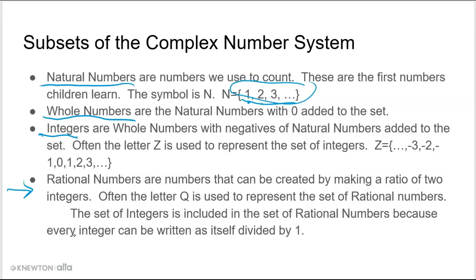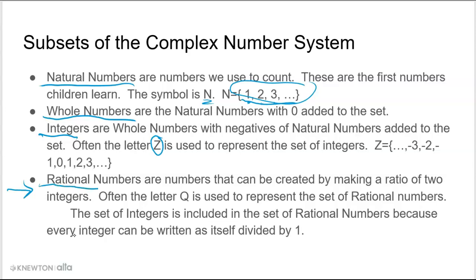Now, we tend to use n to represent natural numbers. We don't have a lot of use for whole numbers. We tend to use z in mathematics when we're talking about an integer. I don't think that appears too much in this course, but I just thought I would point that out in case you see it. And a couple more subsets of the complex number system I would talk about. The next one is rational numbers.